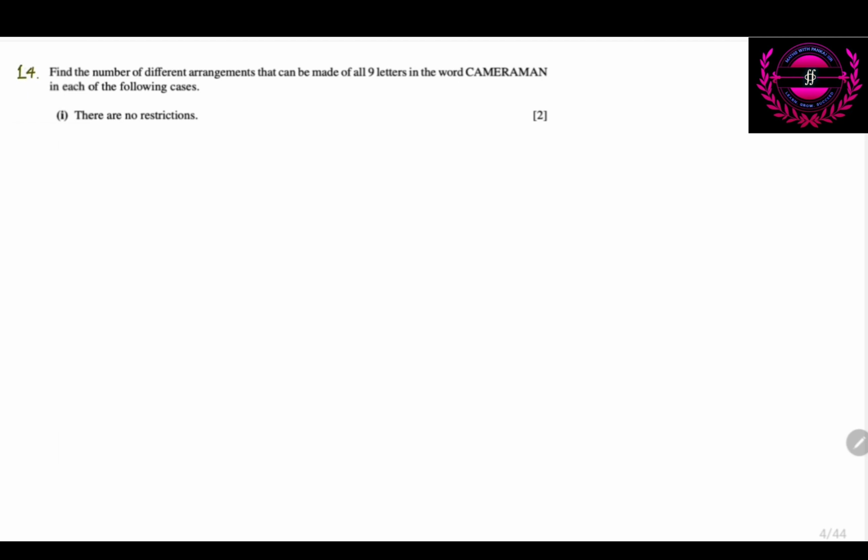Read this question number 14. Find the number of different arrangements that can be made of all the 9 letters in the word cameraman in each of the following cases. First of all, if there are no restrictions.